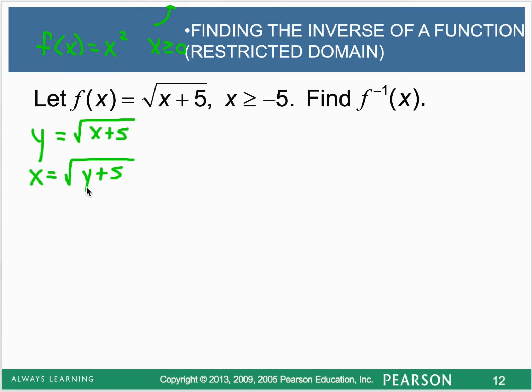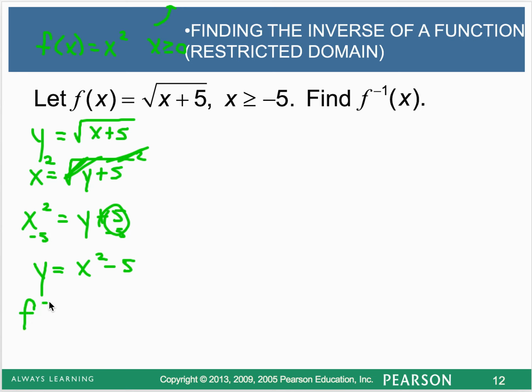Solve for y, meaning I need to get this by itself, so I need to get rid of this square root. Square both sides. So x squared equals y plus 5. Still trying to get that y by itself. So now that the y is by itself, I'm going to put it over here. And don't forget to change that notation and put it in terms of your inverse notation. All right. Now, that means these are inverses of each other.